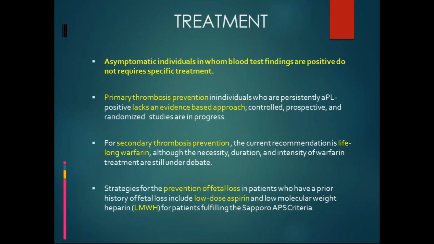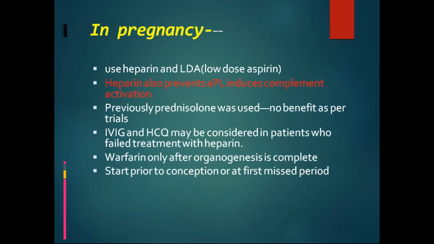And for the practical or viva, you just have to remember arterial thrombosis, venous thrombosis, and complement activation. Anticardiolipin is for arterial thrombosis, lupus anticoagulant for venous thrombosis, and those are all for the future examinations. In pregnancy, use heparin. Heparin also prevents antiphospholipid induced complement activation. As I already said, the pregnancy loss is because of the complement activation, so heparin prevents the complement activation as well.